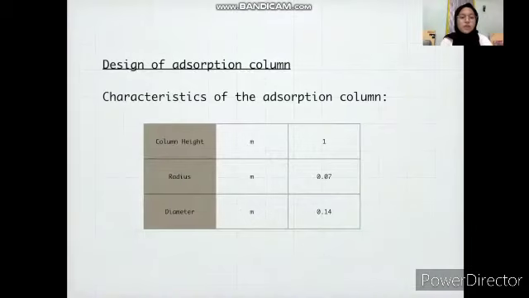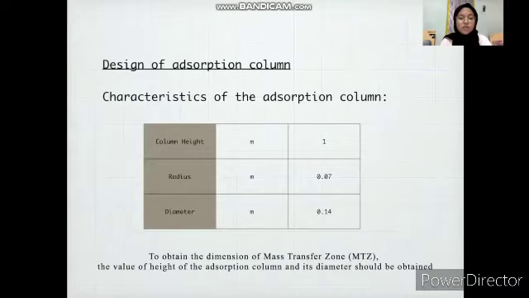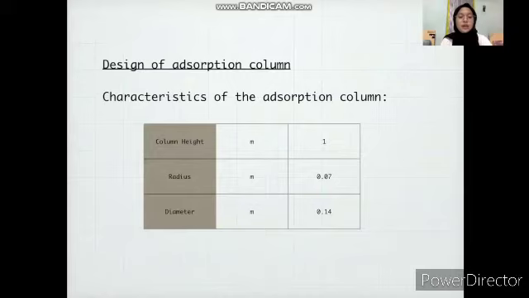Next, we go to the design of adsorption column. To obtain the dimension of mass transfer zone, MTZ, the value of height of adsorption column and its diameter should be obtained. And these are the characteristics of the adsorption column. For the column height, it's 1 meter. For radius of the column is 0.07 meter, and the diameter of the column is 0.14 meter.